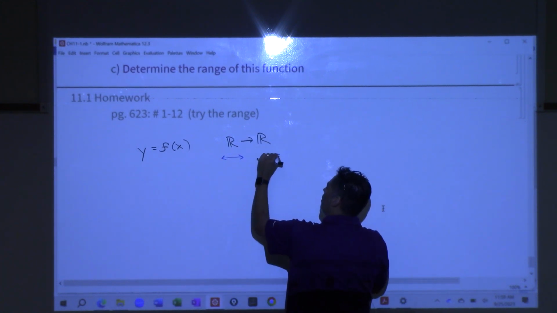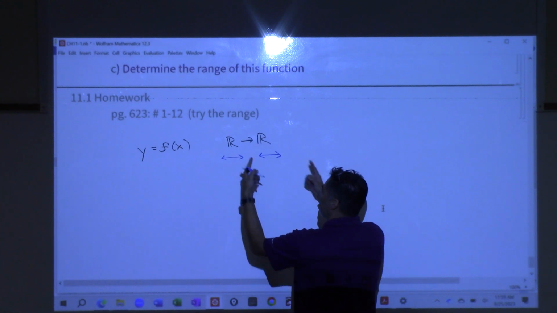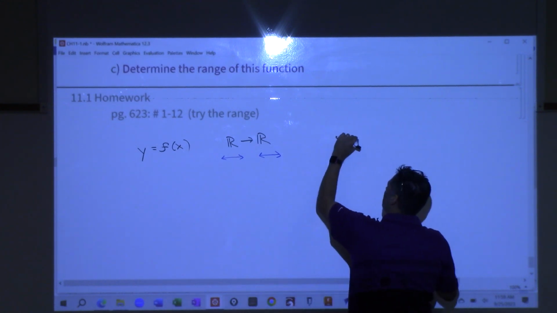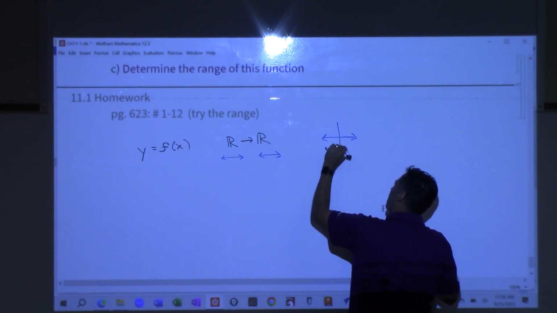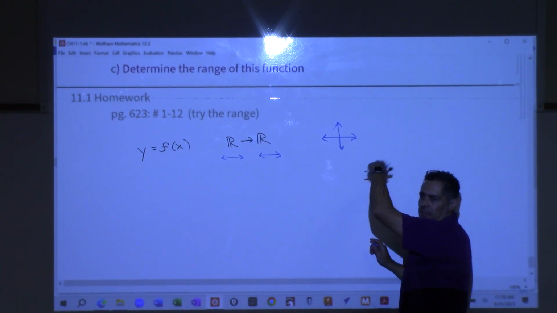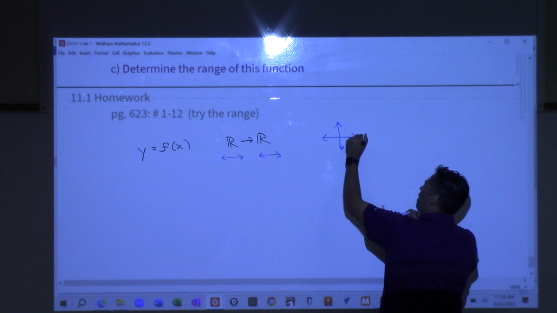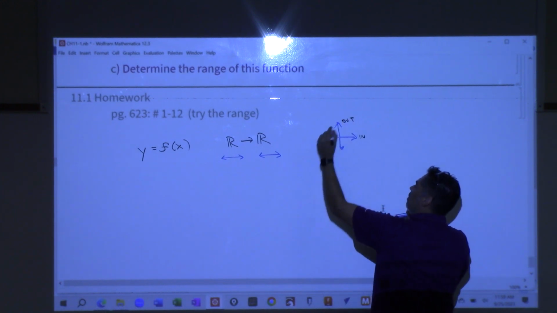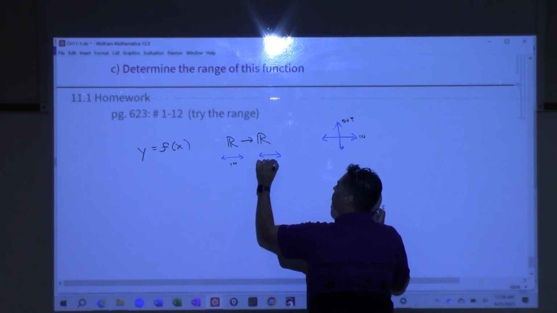How do we visualize the output? A number line. What's the best way to visualize this together? Is put the 2 number lines perpendicular to one another, input, output, and then you get the graph of the function. So this is your in, this is your out, right? In, out.